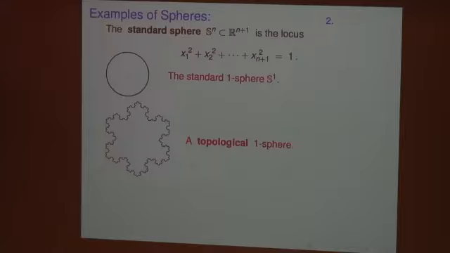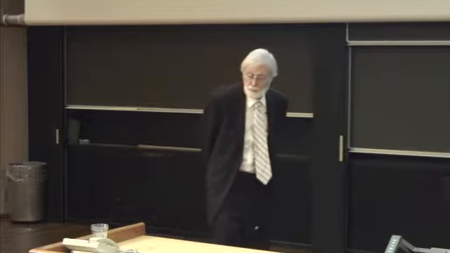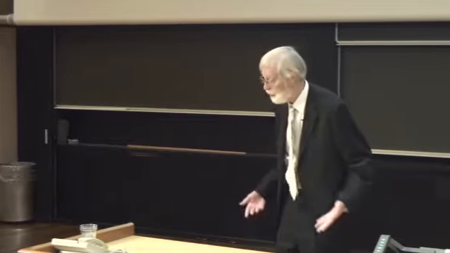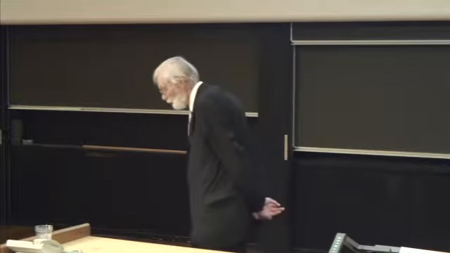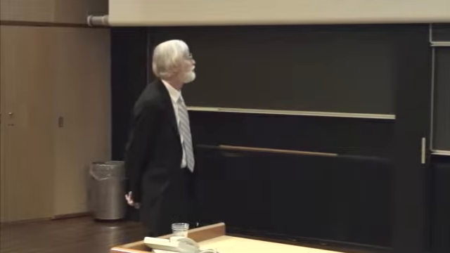But I also want to look at objects which are much rougher. So this is an example of a topological one-sphere. When we say it's a sphere or topological sphere, I mean that you can parameterize the points of this wiggly object by the points of the standard sphere. So each point of the lower picture can be labeled by a point of the upper picture such that nearby points have nearby labels, and distinct points always have distinct labels.